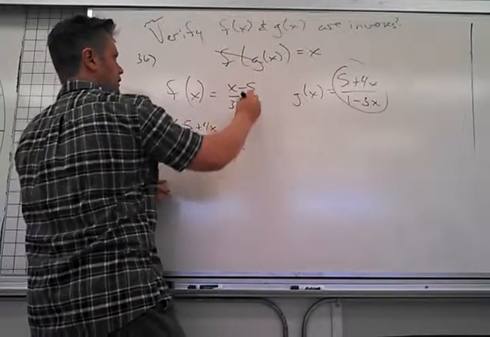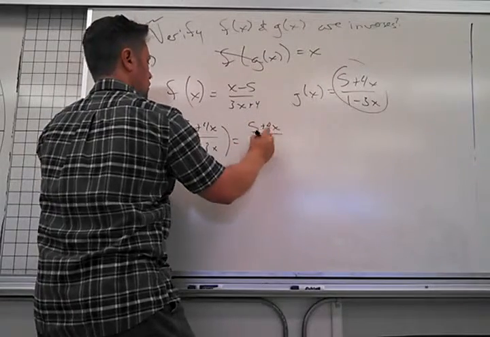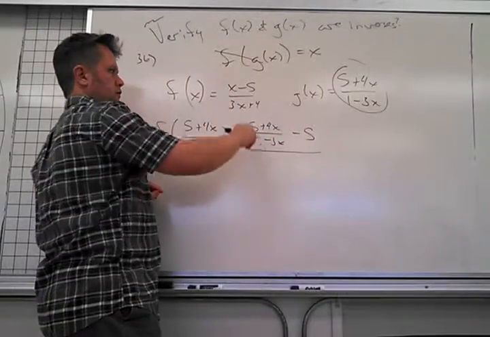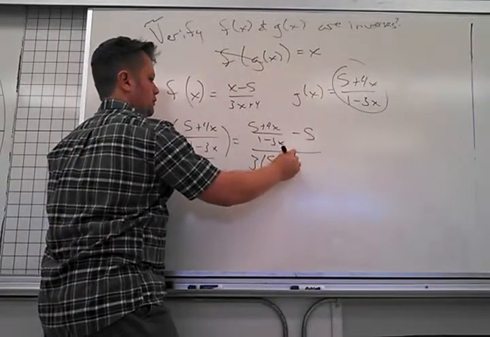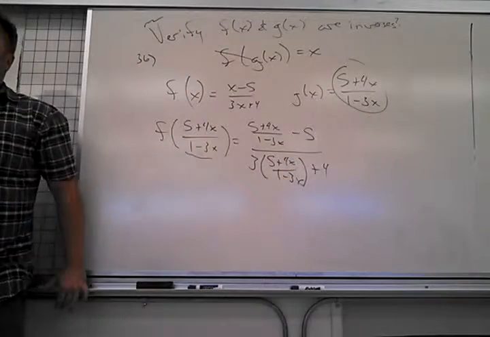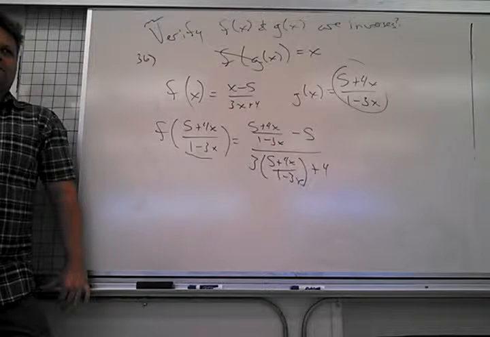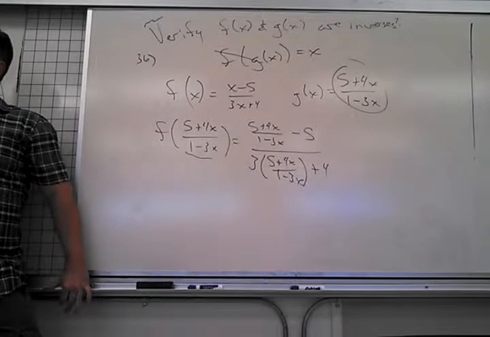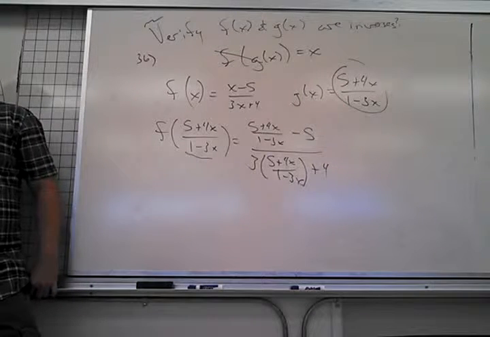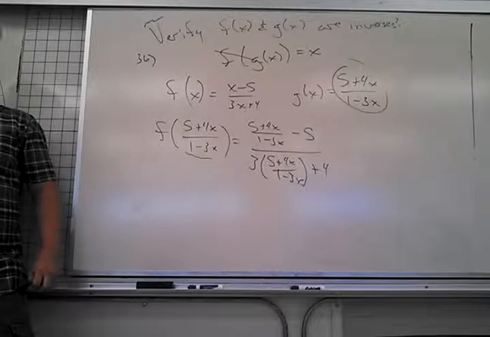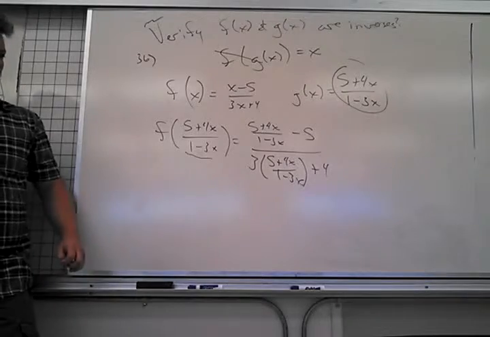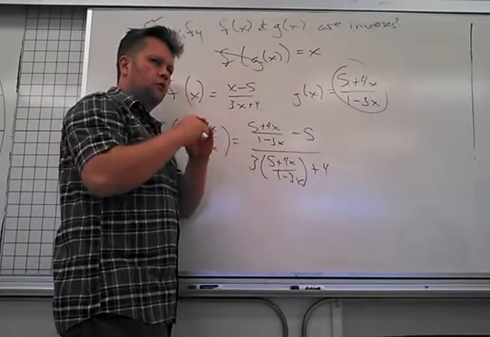So if I plug this whole thing in, it'll look like 5 plus 4x over 1 minus 3x, so that's there, minus 5 over 3 times 5 plus 4x over 1 minus 3x plus 4. Now somehow that equals x. And you just have to start attacking it. There's a couple different ways you could approach this. Factor out the bottom and flip them. How do you factor out the... not factor it out, but expand it and flip them. So be a little more precise.